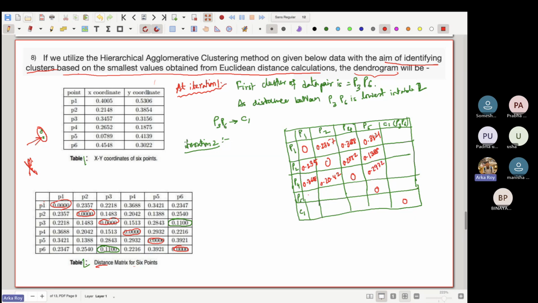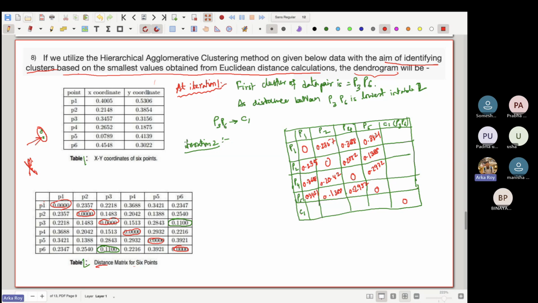Then you have P5 to P1. So that is 0.3421. Then you have P5 to P2, 0.1388, and 0. That is P5 to P4, 0.2932. Yeah. So now we have filled this part.